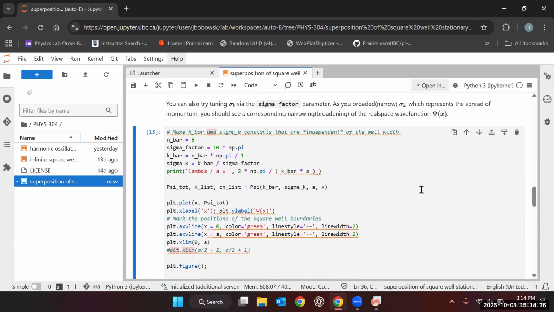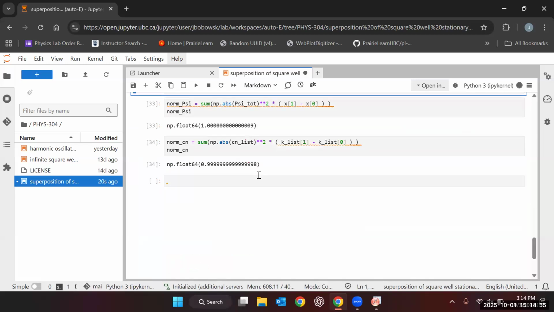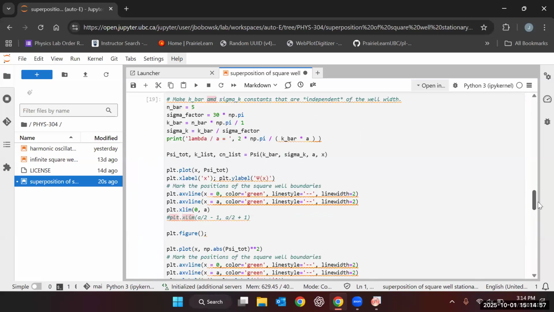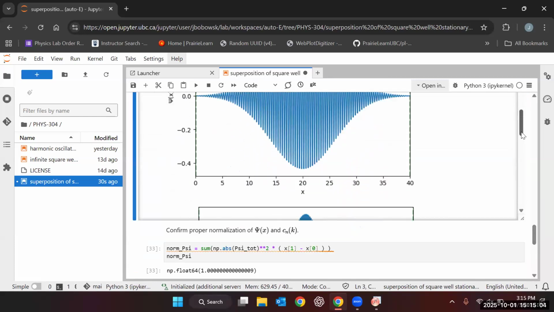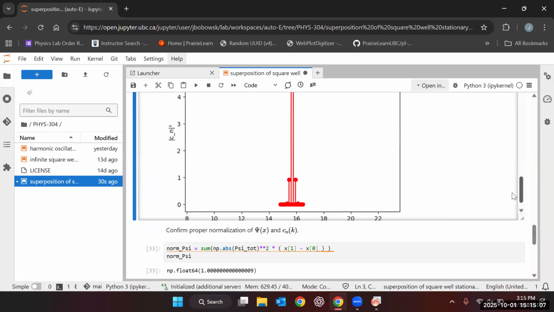So I set sigma K right here. Sigma K is something divided by some factor. So if I make this factor bigger, I'm going to shrink the distribution of K values. So I'm going to make it 3 times bigger. And when I execute this, what I hope we're going to find is that my wave packet got broad and my range of k values got narrow.